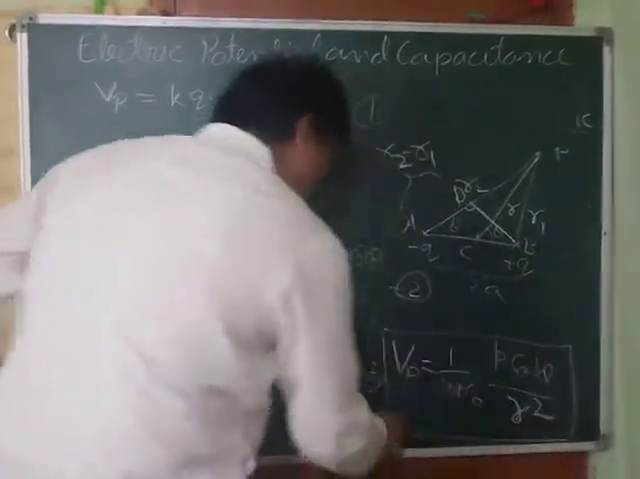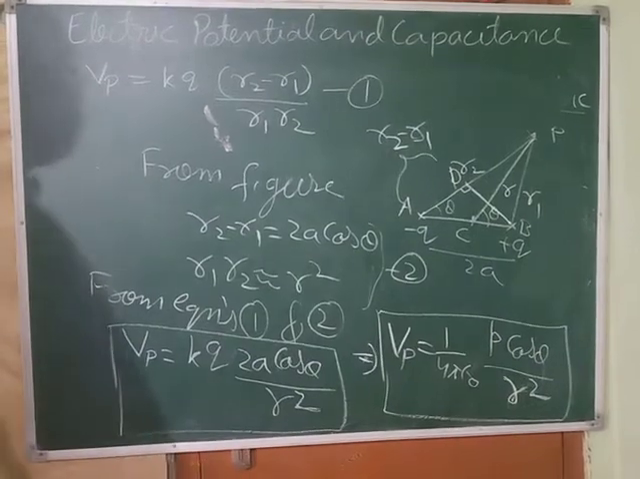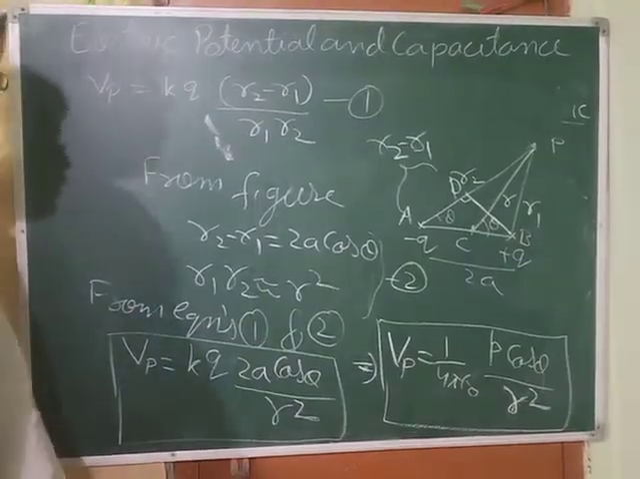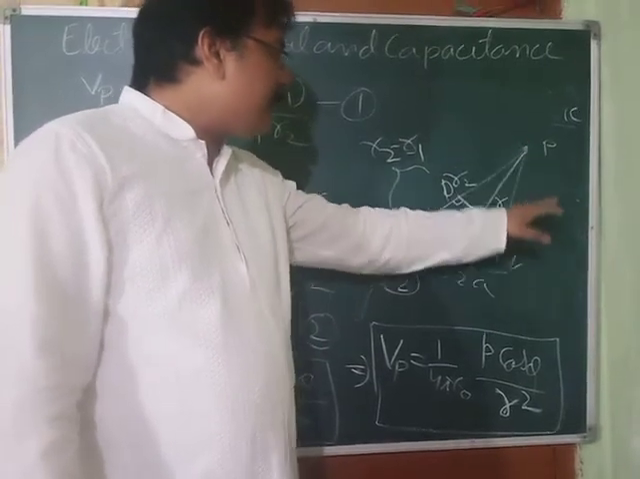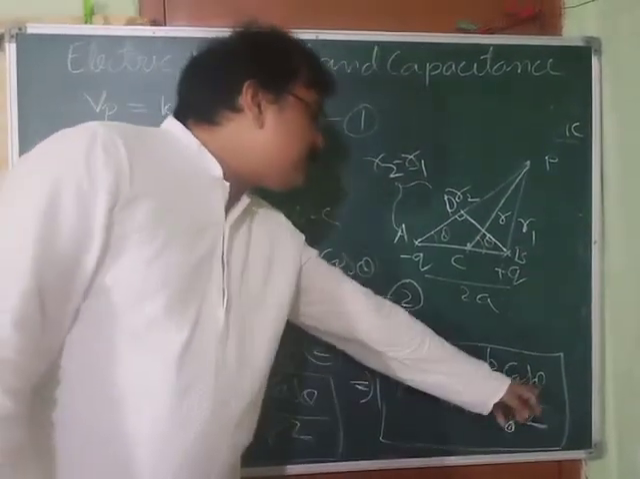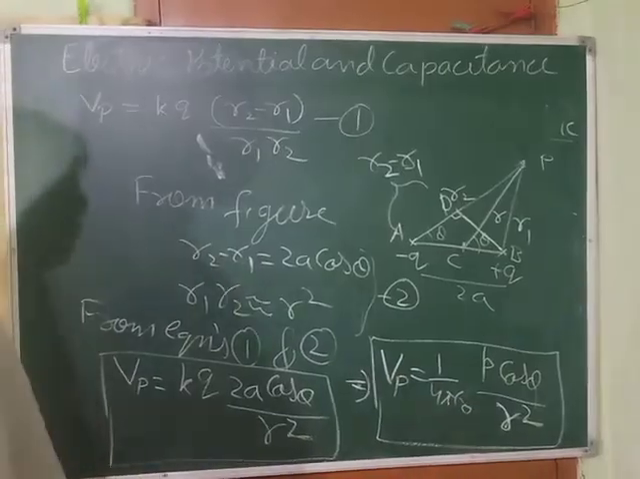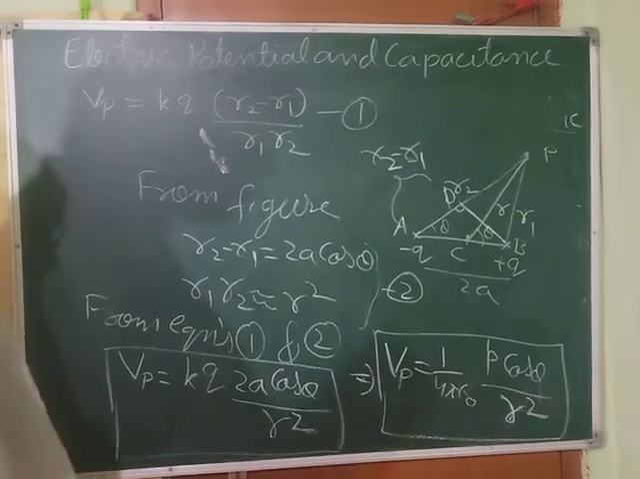Now, this is a very important expression. This is for a general point, but suppose you want to find it at the axial point. So this point P will come over here. When this point comes here, this angle will be 0 degree. Cos 0 is how much? 1. So what you will get? 1 by 4 pi epsilon naught P by R square. That was the expression for axial.